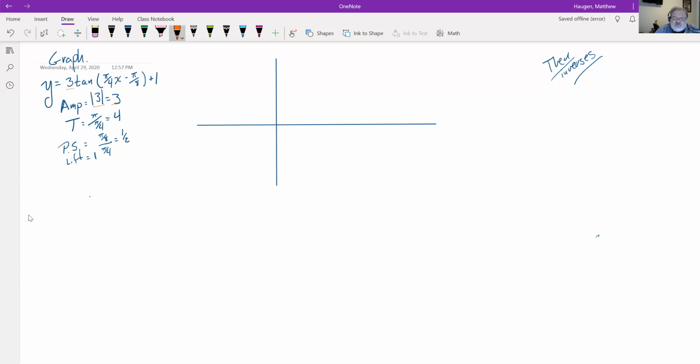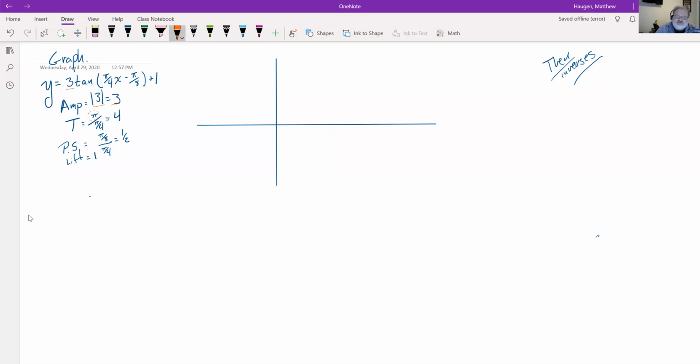Our fundamental period, our basic period for tangent, is only pi. So when we find the period, we take the normal period and divide by our compression factor, just like we did for sine and cosine. The difference is our normal period for tangent is only pi. So do be careful about that. If you're wondering where's that two, it's because we're dealing with tangent here.